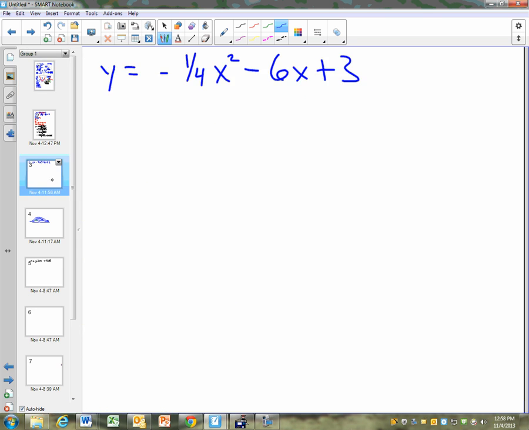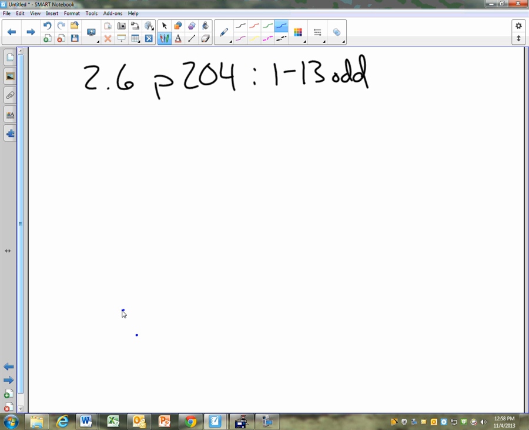Here's your assignment. Make sure you try these problems tonight. Whoa! Not that one. How about this one? There you go. 2.6, page 204, 1 through 13, odd. So you can check the answers in the back of your book.